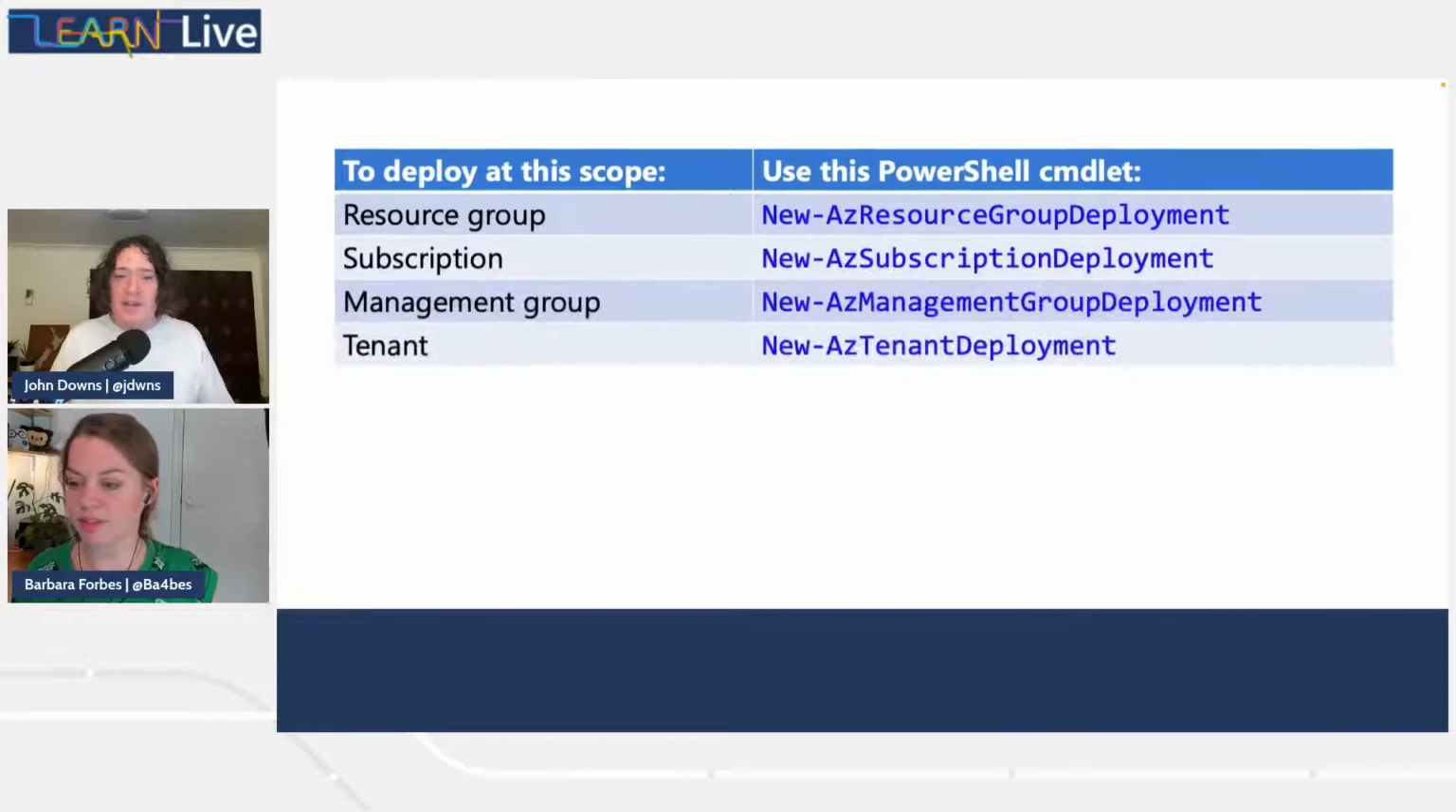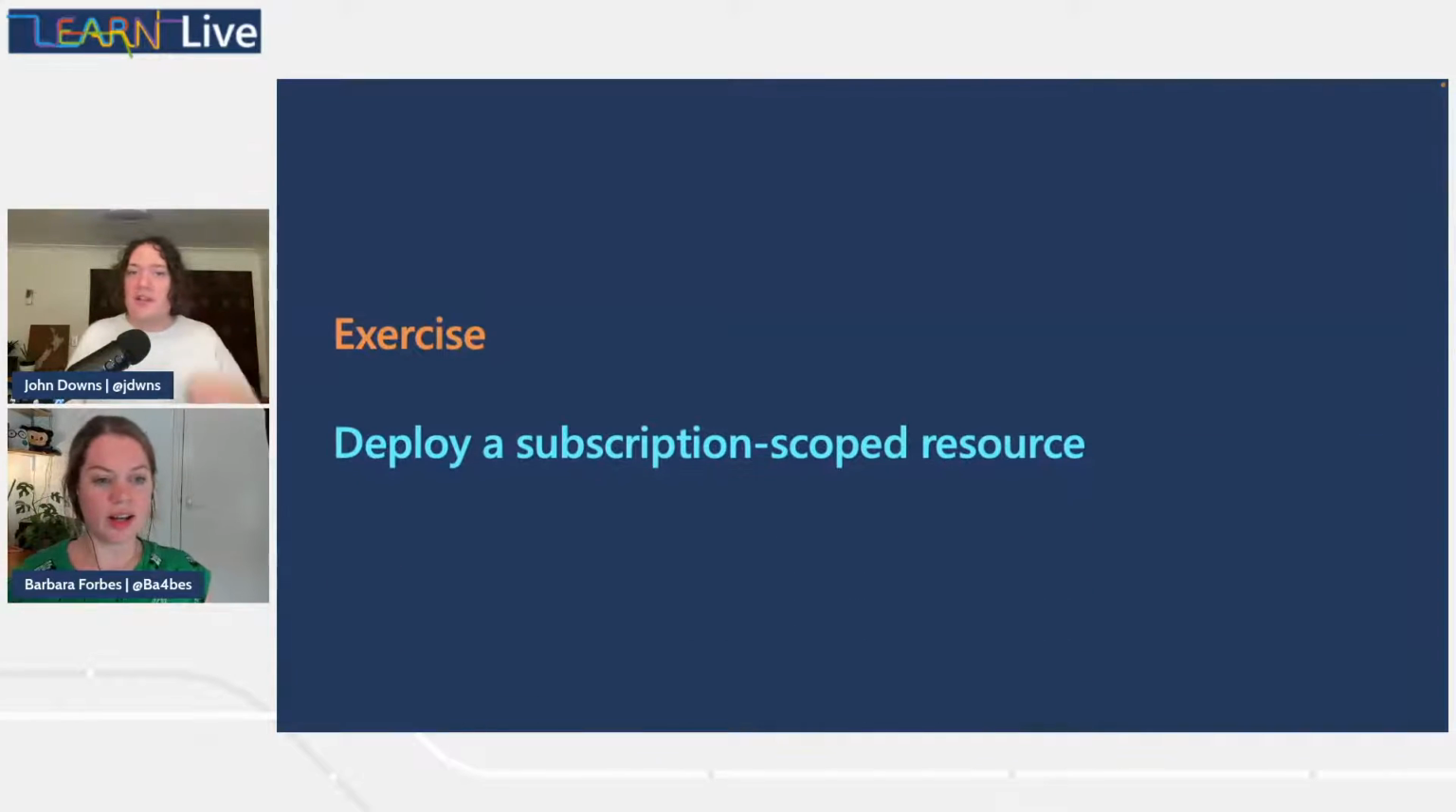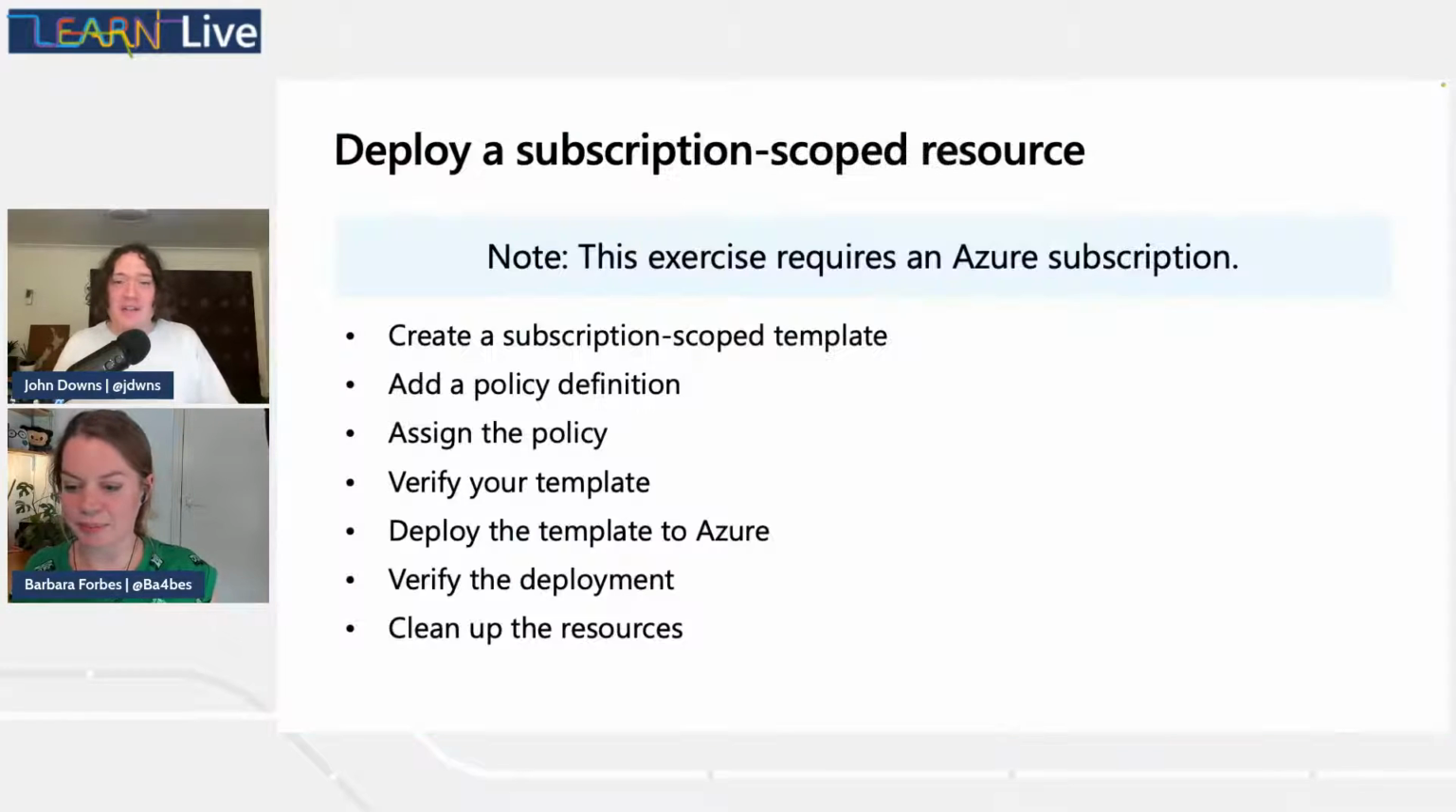Awesome. Okay, let's see how this actually works. All right, we've talked a lot. Let's actually put some code together. Let's see it in practice. So what we're going to do in this exercise is create a subscription scope Bicep file. We're going to add some Azure Policy definitions, and then we're going to deploy it. All right, and we're going to see how that all looks.